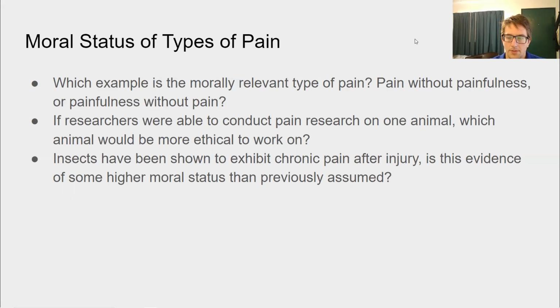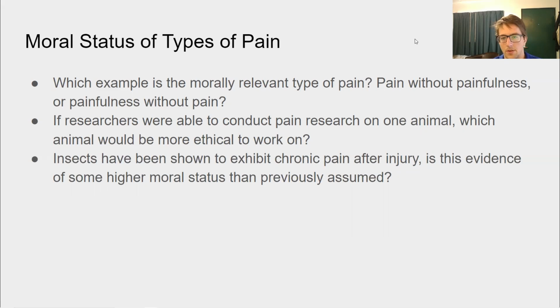And this is important moving forward because we should have understandings of which types of pain are morally relevant, because researchers conduct pain research on all types of animals. Being able to look from the outside and determine which types of pain are actually relevant to the organism is going to drive which types of animals are ethical to actually conduct pain research on. For instance, insects have not been thought to experience pain, but recently it's come out that they can exhibit chronic pain after injury. This might be evidence for some actual experience of pain. And if this was the case, it would allot a higher moral status to insects than what was previously given to them.